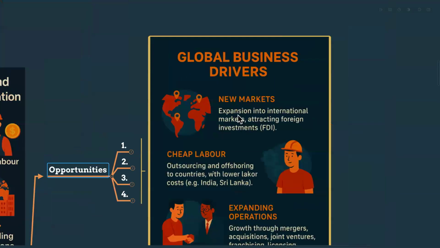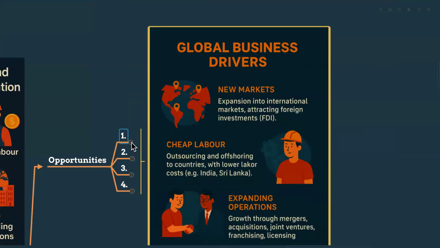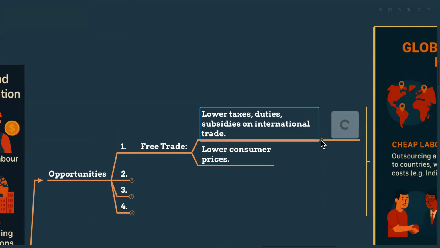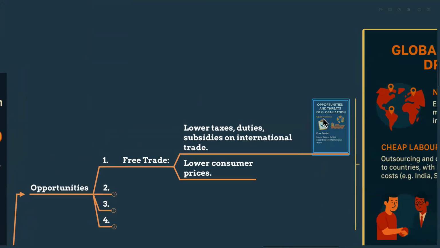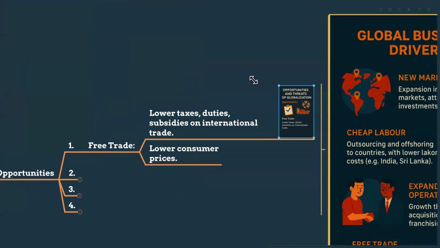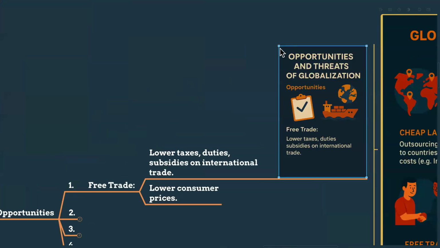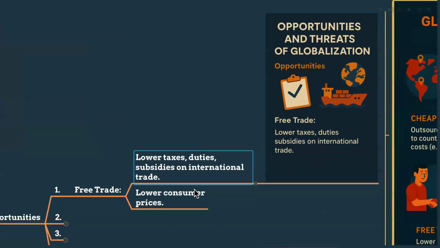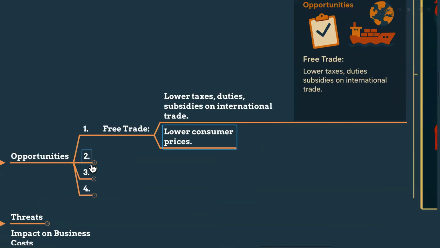The opportunities are, as I mentioned, free trade. It means lower taxes on our imports as well as when we export our items. It's an opportunity. If China and India have a free trade agreement, we can import from India without any import taxes, and we can export to India without any taxes. So consumers are going to pay lower prices because there is no tax. So free trade is an opportunity, right?